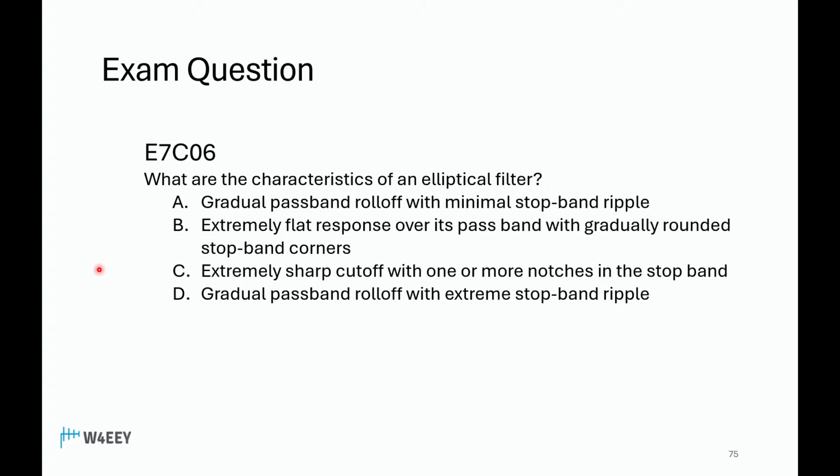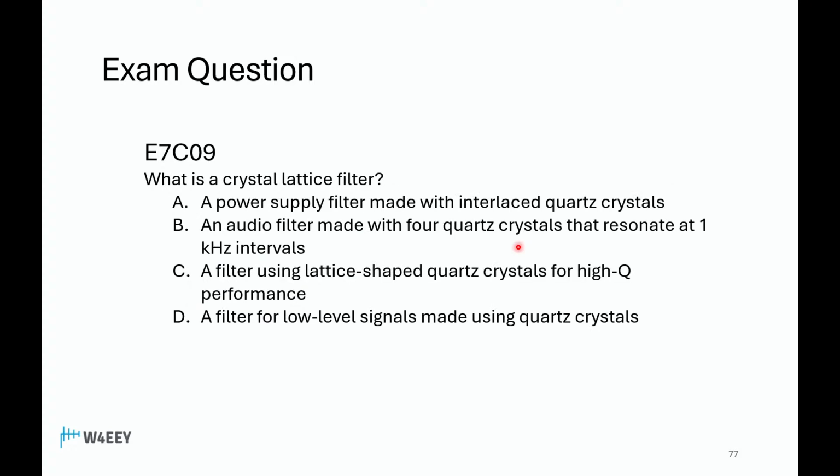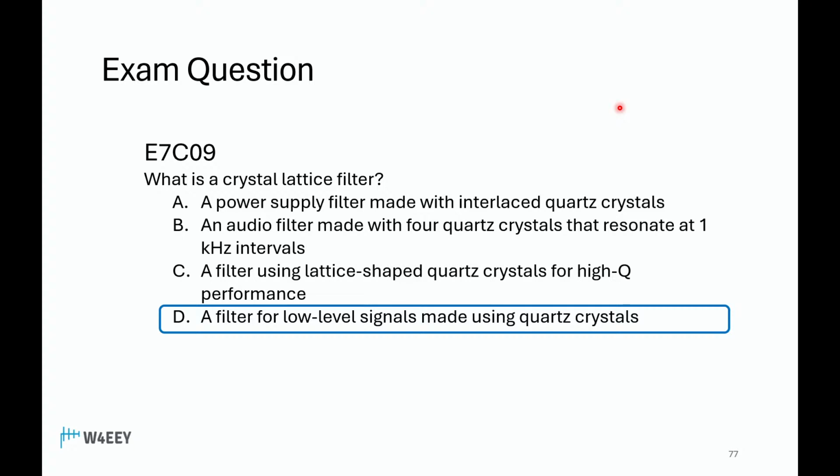What are the characteristics of an elliptical filter? Charlie. Yes, extremely sharp cutoff with one or more notches in the stop band. Which of the following measures a filter's ability to reject signals in adjacent channels? Charlie. That's the shape factor, Charlie. Yep. What is a crystal lattice filter? Delta, a filter for low-level signals made using quartz crystals.